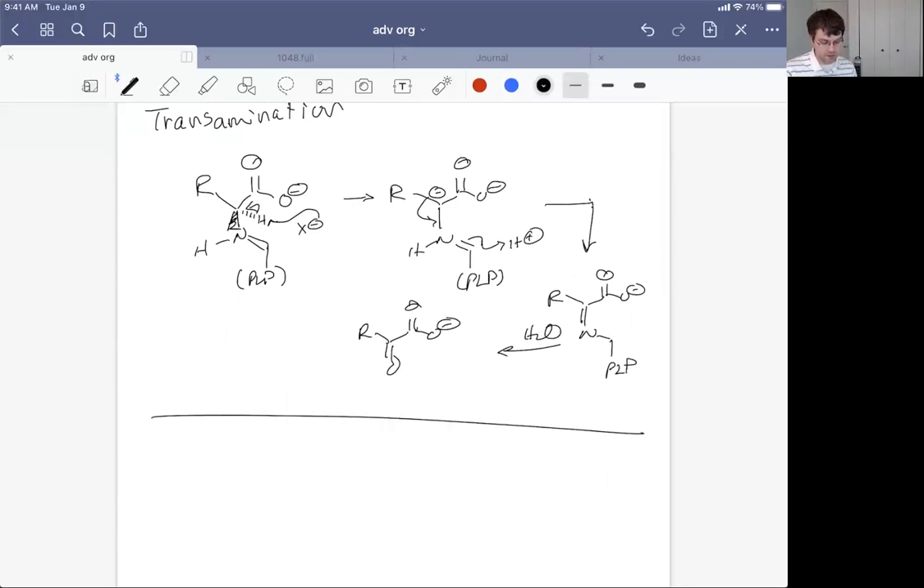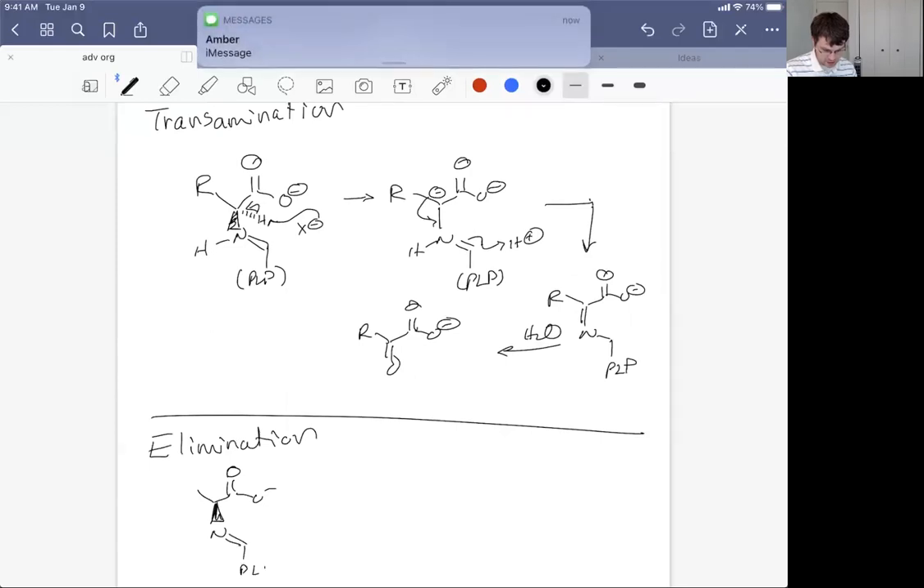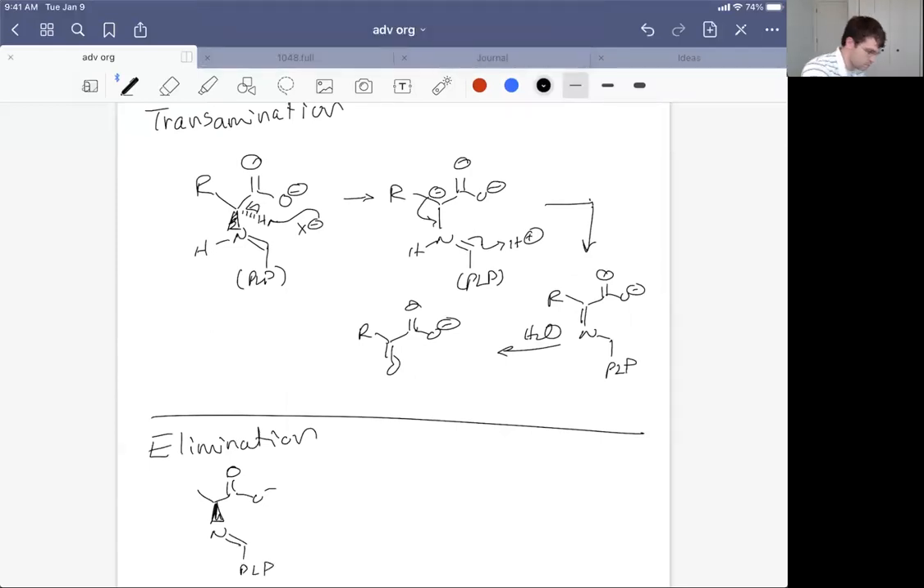So we can have transamination. We've looked at that, but what else can we do? We can also do elimination reactions, particularly if we have a hydroxyl group at that beta position. So here's our amino acid adducted to PLP, and at the beta position, I want to put an OH. What we can do is deprotonate the alpha position. Why do we deprotonate the alpha position? Well, because that alpha position is acidic because our amino acid is adducted to PLP.